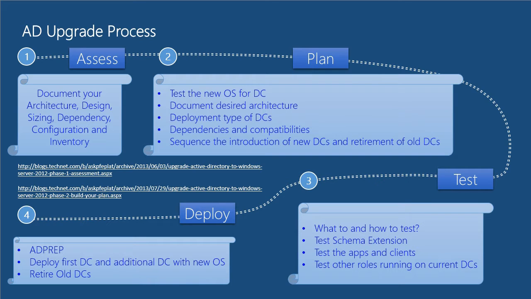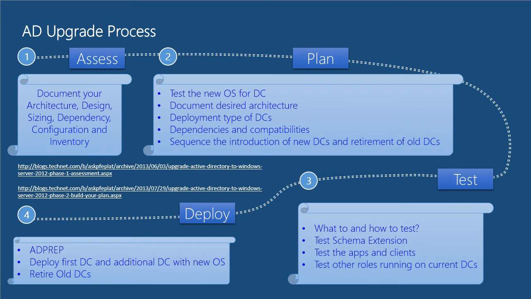Practically, you need to determine what you must test, what you can test, and how you'll test. In some cases, you'll test in a lab. In other cases, you may have to test in production. You really should test schema extensions and other changes made to the Active Directory database using ADPREP, because ADPREP is irreversible. And you need to decide which applications or clients that depend on Active Directory need to be tested.